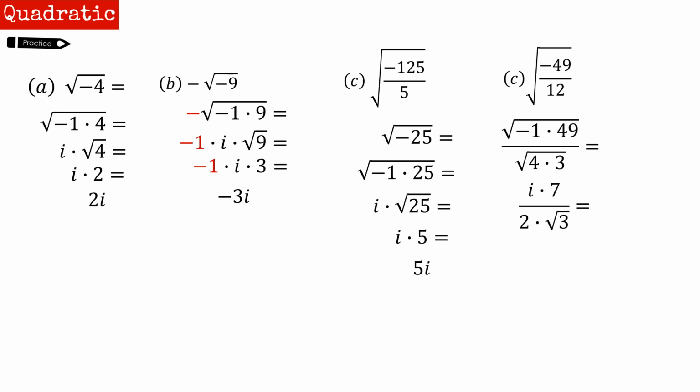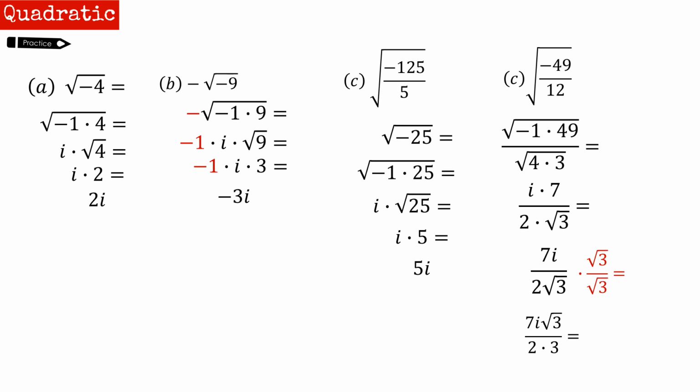The square root of negative 1 is i. The square root of 49 is 7. The square root of 4 is 2, and the square root of 3 is just the square root of 3. That gives us 7i over 2 the square root of 3. But we can't have a radical in the denominator, so we're going to multiply the top and bottom by the square root of 3. This gives us 7i, the square root of 3, over 2 times 3.